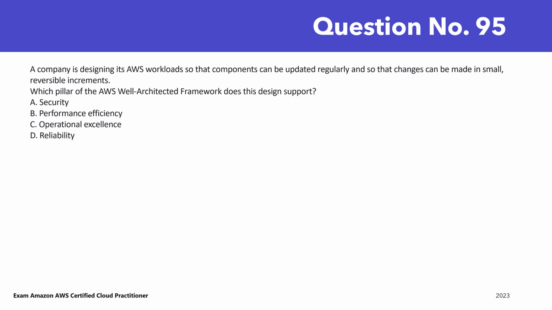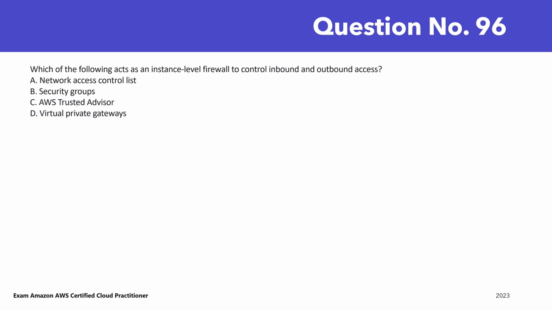A company is designing its AWS workloads so that components can be updated regularly and so that changes can be made in small, reversible increments. Which pillar of the AWS Well-Architected Framework does this design support? A. Security. B. Performance efficiency. C. Operational excellence. D. Reliability. Correct answer, B.